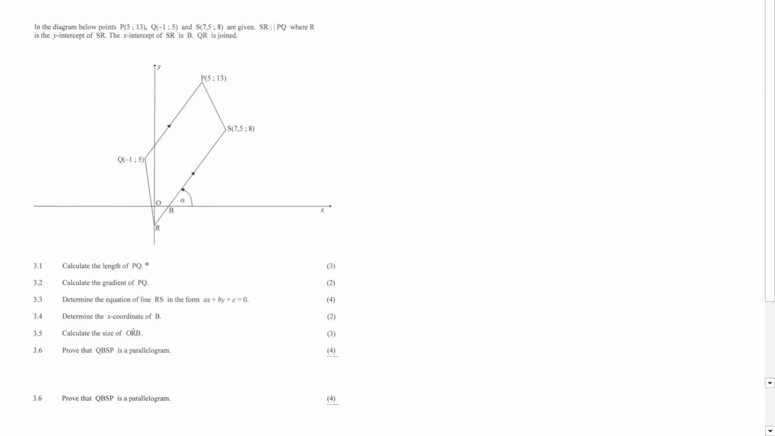Calculate the length of PQ, and so that's a straightforward distance formula. So the distance of PQ will just be, in brackets to be safe, 13 minus 5, the change in y, plus the change in x. So it's 5 minus 1. You can do the y first or the x, it doesn't matter because they're just being plussed. And that ends up giving you an answer of square root 100, which means that PQ is just 10.